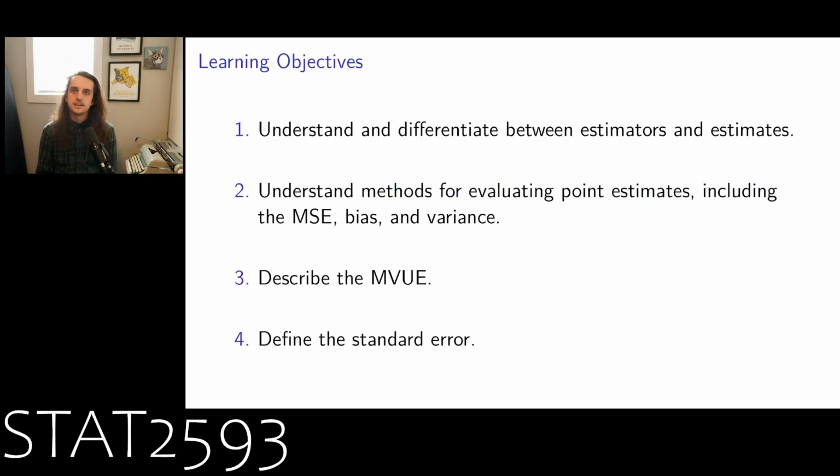Now, with today's lesson, we have several different goals. We want to be able to differentiate between estimators and estimates. This is sort of a linguistic difference, but it's going to be important terminology for you to make sense of. We also want to understand how we're going to be evaluating point estimates. So we'll look at the mean square error, the bias, and the variance of an estimator. We want to describe what the MVUE is, or the minimum variance unbiased estimator. In some sense, the MVUE is going to be the best estimator among a set of different estimators.